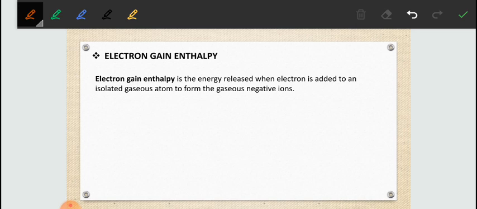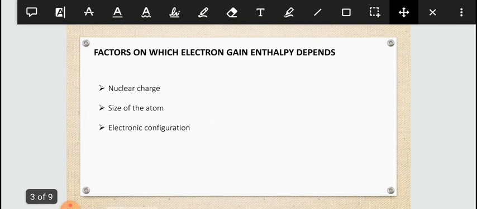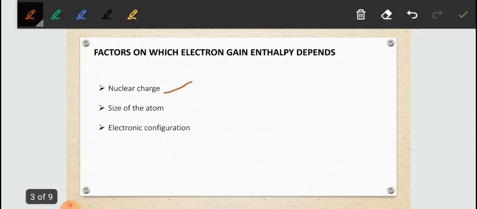So let's see the factors on which electron gain enthalpy depends. The first factor is nuclear charge. It is a very important factor. The reason is, an atom can gain an electron if it has a sufficient nuclear charge to attract electrons from other atoms. So if nuclear charge is more in an atom, then electron gain enthalpy will also be greater.